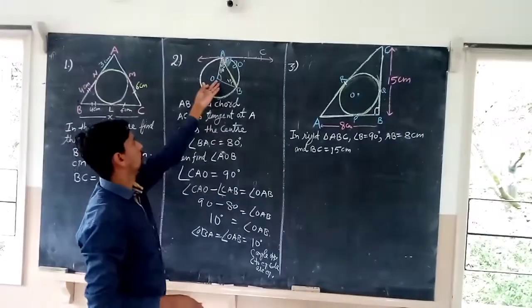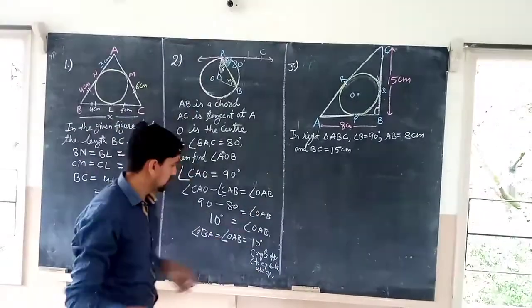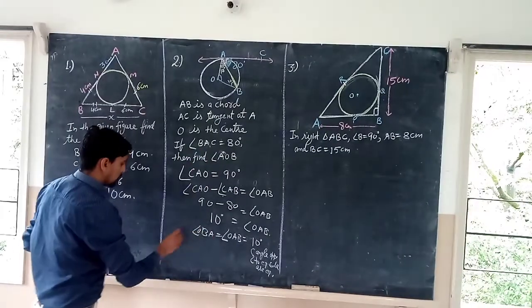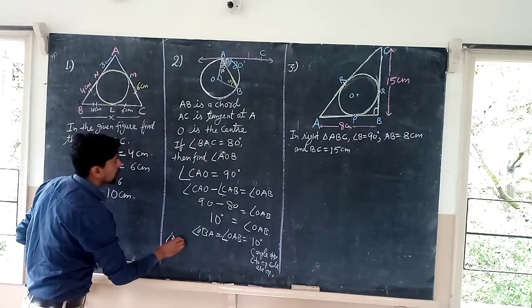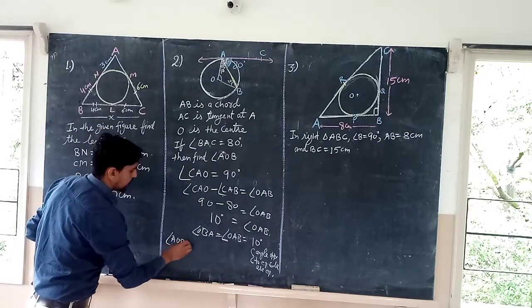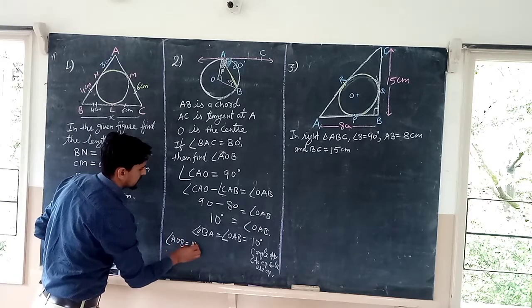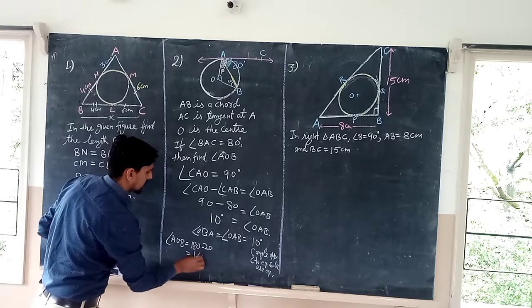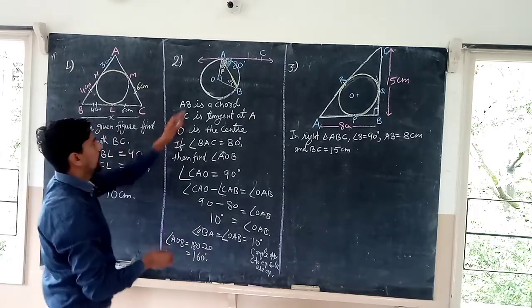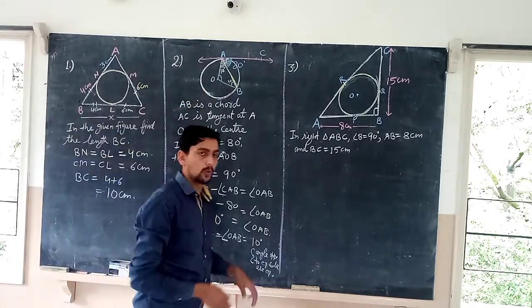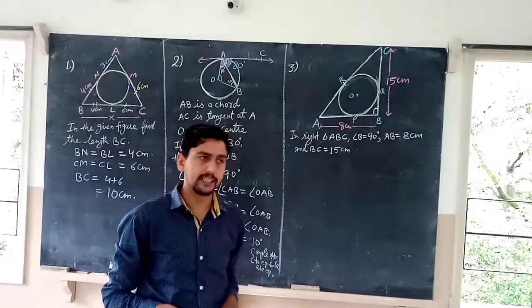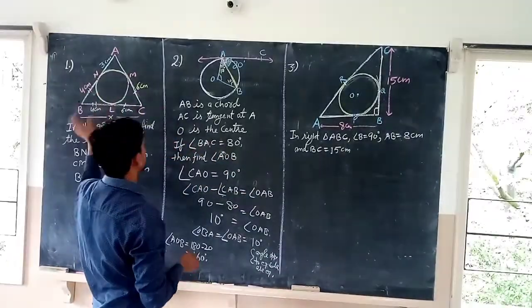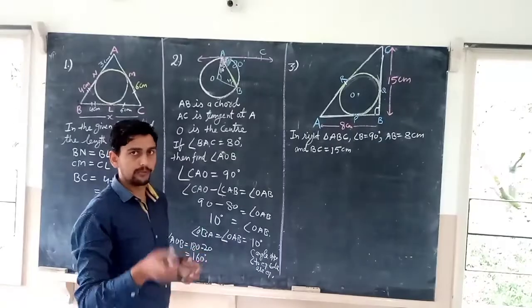Now we have to find out angle AOB. It's very easy for you to find out angle AOB. Using the angle sum property, angle AOB will be equal to 180 minus 20 degrees, which is equal to 160. Right? So we found angle AOB, which is equal to 160 degrees. These are the two different problems that we tackled.